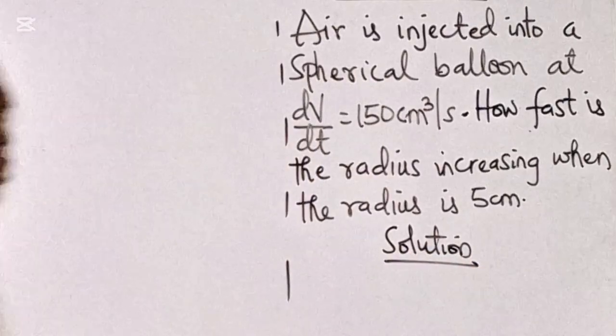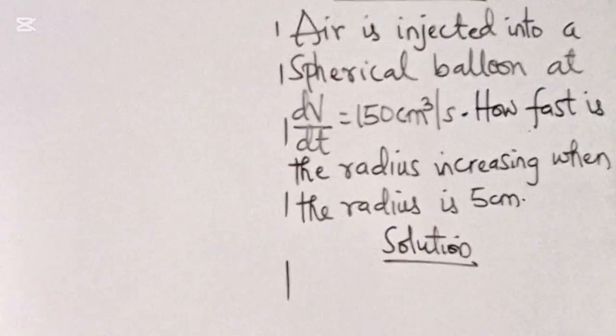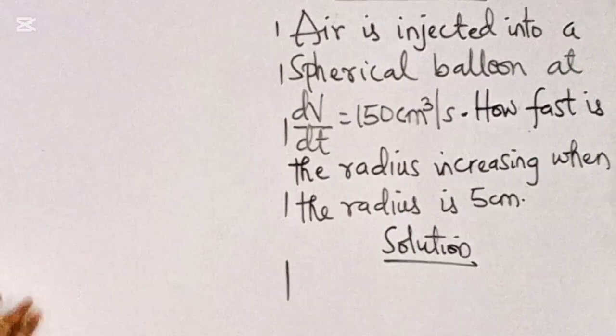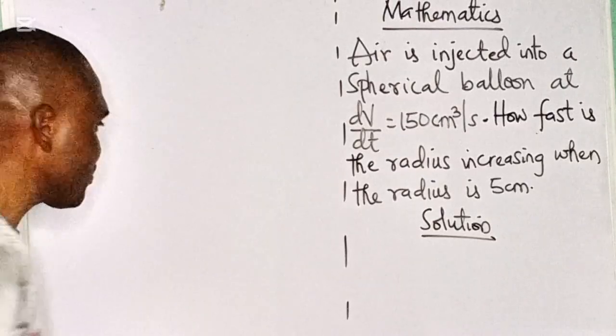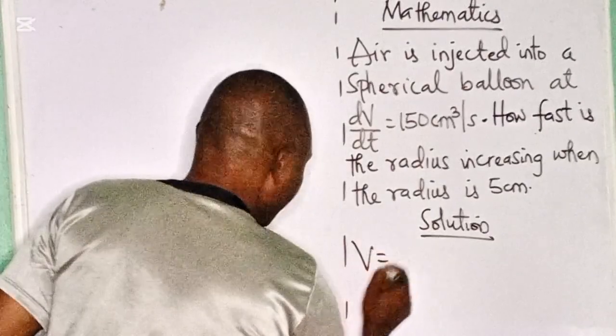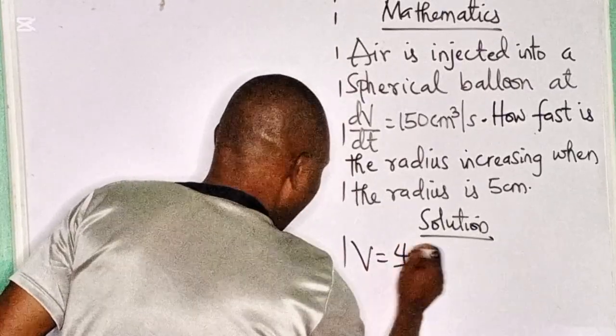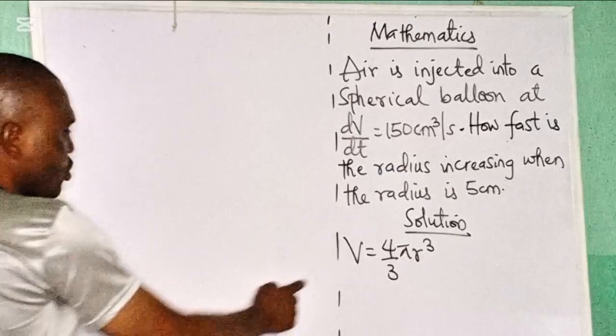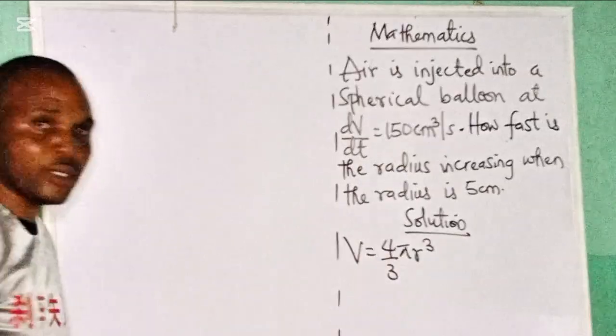Solution. From what we are having here, you know that a spherical balloon, we shall be using the volume of a sphere. So, volume of a sphere, V equals 4/3 pi r cubed. So now, at this point, we are going to look for dV/dr.